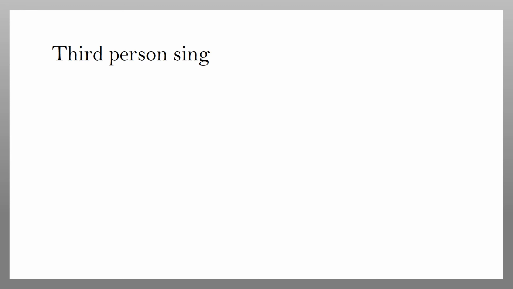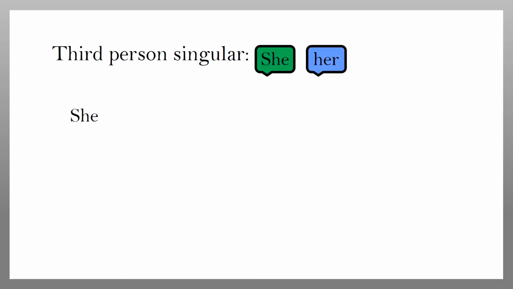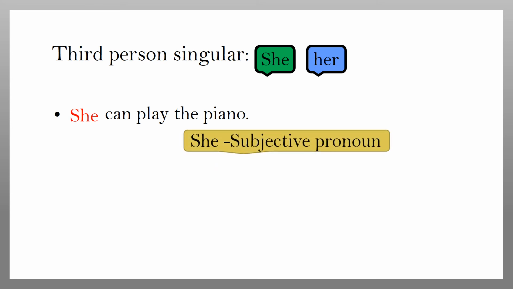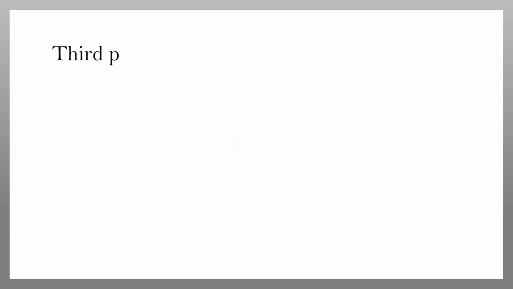Let's see the third person singular. How she and her are used as pronouns. She can play the piano. In this, she is in the position of subject, so it acts as subjective pronoun. I know her. In this, her is in the position of object, so it acts as objective pronoun.